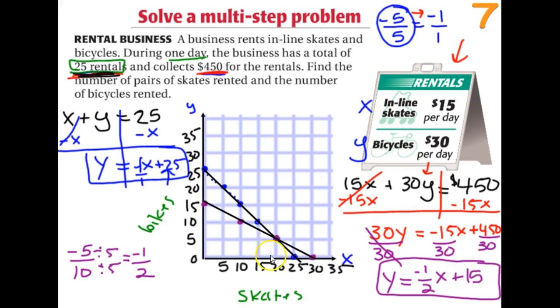The reason why we didn't go into any other quadrants is because you can't have negative days or negative bikes or negative money in this situation because people are spending their money. So this is where our 2 points cross. So that point in terms of x and y, x is 20 and y is 5.